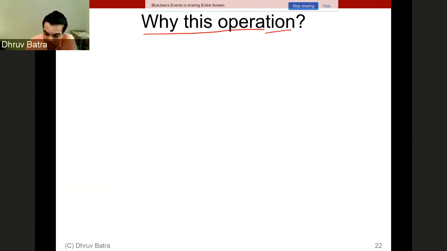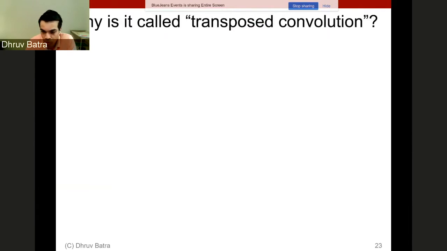And in order to develop that intuition, let's work at it one step at a time. First of all, why are we calling this transposed convolution? What does transpose mean? What are we transposing?